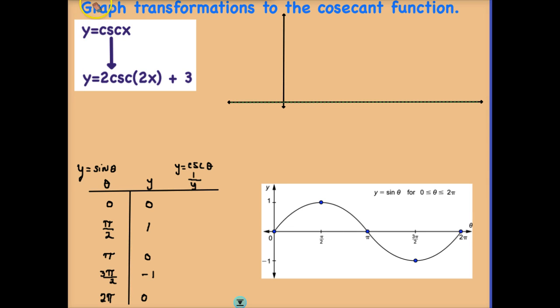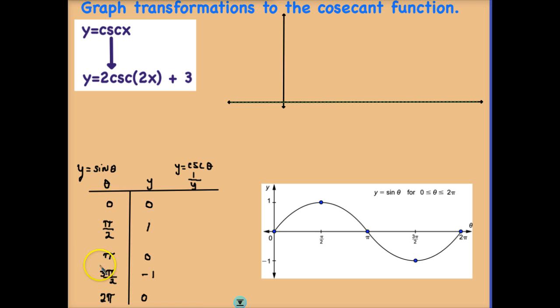In order to graph this, we're going to start with our sine function. Here's a table of values, and here's our sine function. You'll notice that at 0, the sine function has a value of 0. And you can picture this on your unit circle. At pi over 2, or 90 degrees, the sine function has a value of 1. And I've listed these in our table.